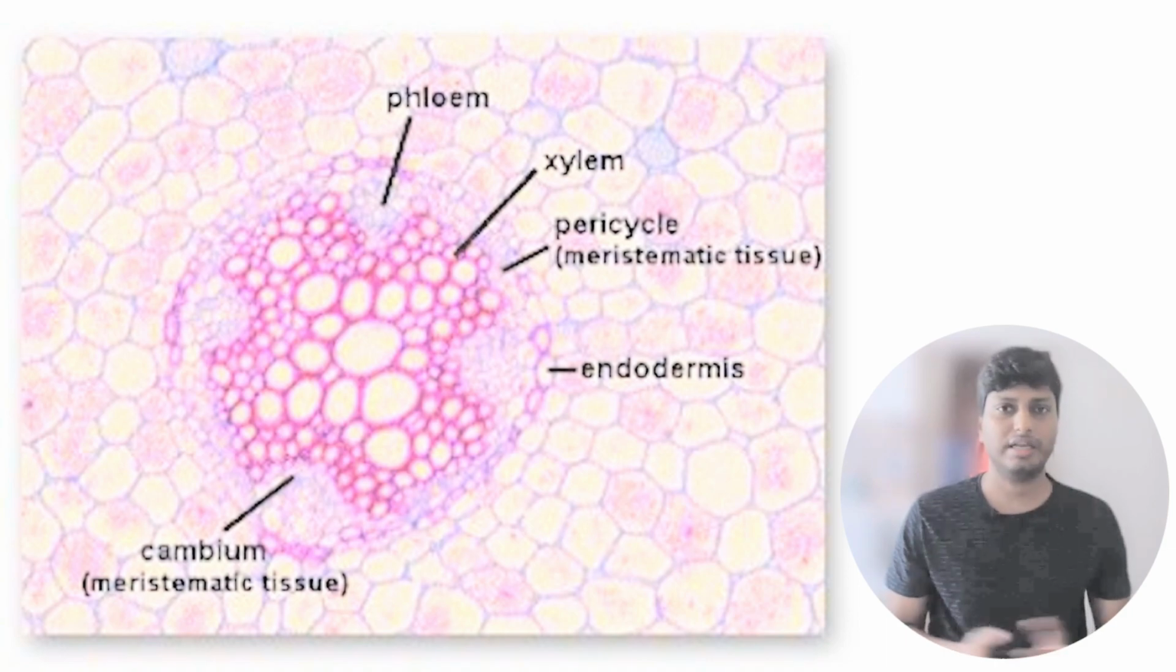Pith again includes a layer of parenchyma cells, mainly helping in the storage of certain substances in plants, for example tannins, the waste substances, the waste products. So all these are stored inside the pith of the plant.